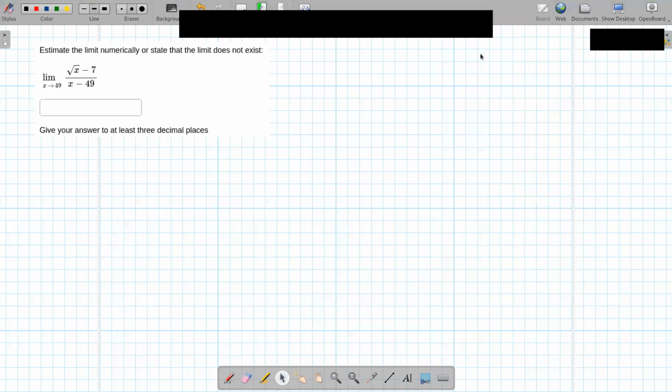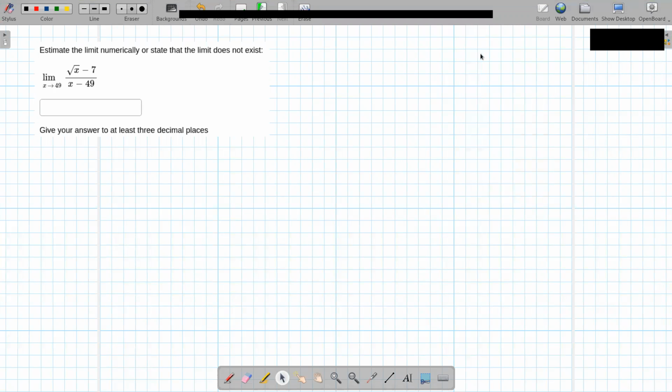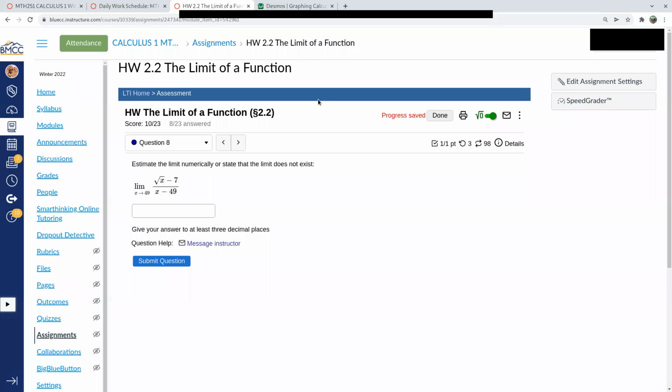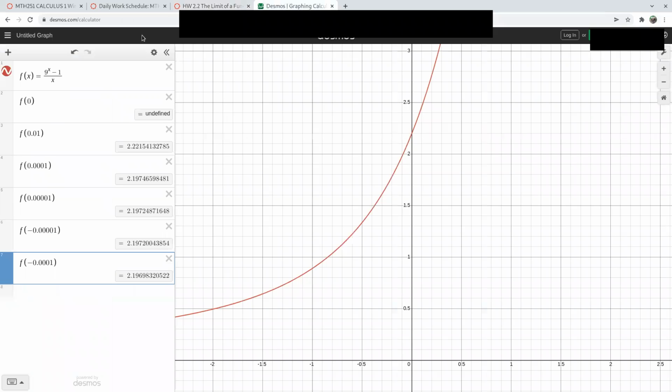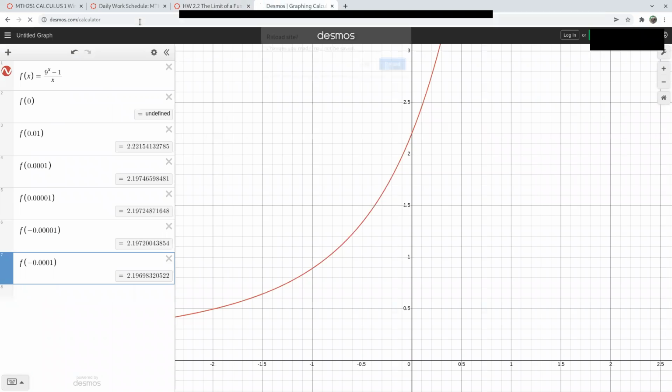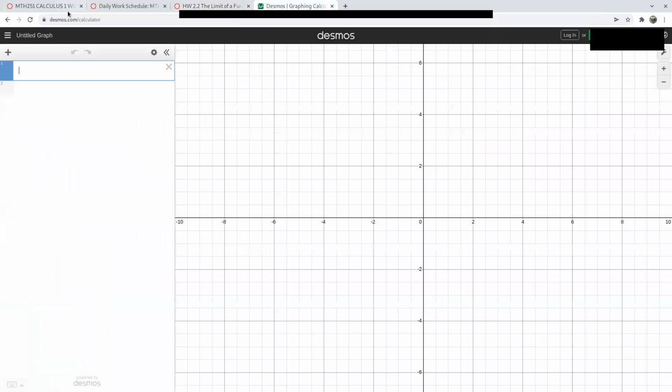So first thing I would do in something like this is graph it, see what it looks like. Zoom in on x equals 49 and see what happens. So I'm going to let that be a function in my graphing utility, using Desmos today. Let's do a reset. Function notation is highly recommended. And this is a fraction.